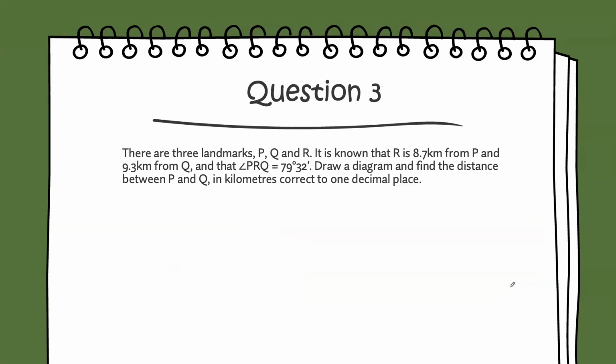Now, classic trigonometry, obviously you're going to have word problems as well. So we have to go through a word problem. We've got 3 landmarks, P, Q, and R. So obviously, 3 landmarks is going to form a triangle. Okay? Already get your brain juices flowing. We've got some distances here. R is 8.7 kilometers from P, and 9.3 kilometers from Q, and we've got an angle as well. Now, we're going to draw a diagram and find the distance between P and Q.